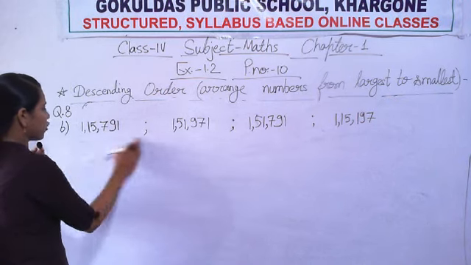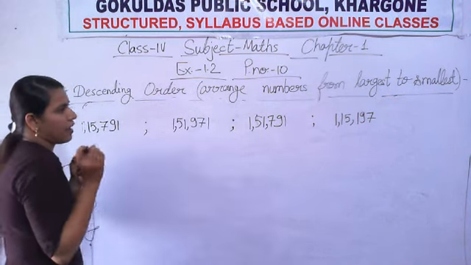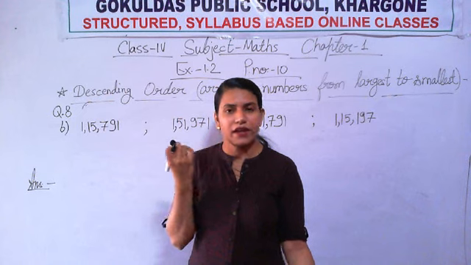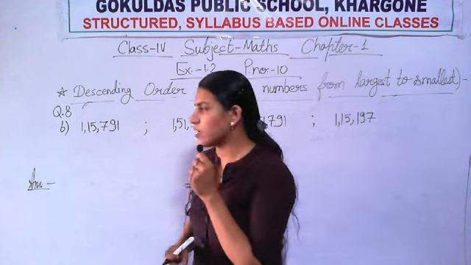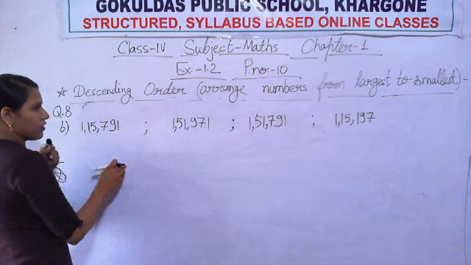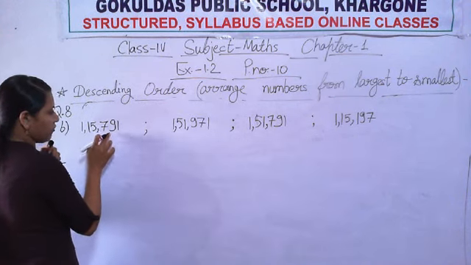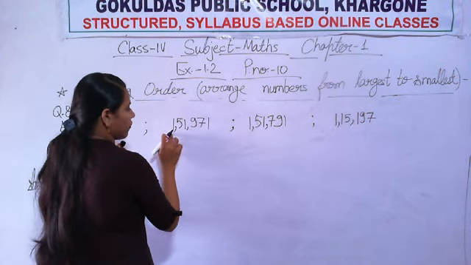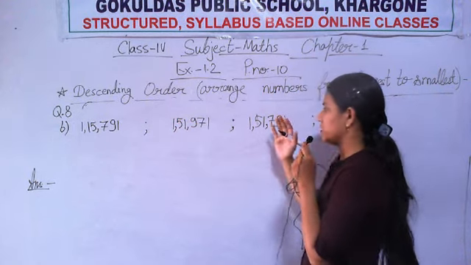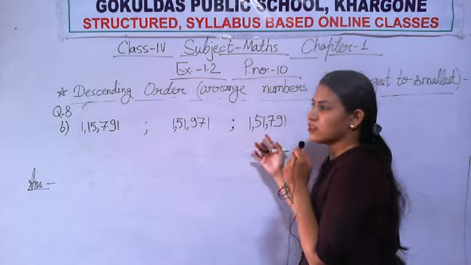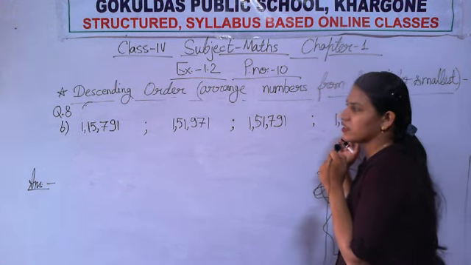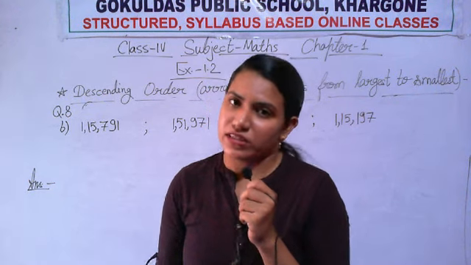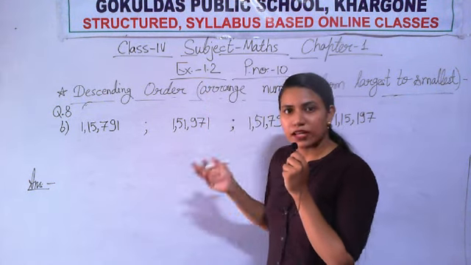For the comparison, you will count the number of digits, and the number which has more digits will be greater. So first let us count the number of digits in all the numbers. In the first number 1, 2, 3, 4, 5 and 6 digits. In the second number also 6 digits. Here 1, 2, 3, 4, 5 and 6 digits. Here also 6 digits. All the given numbers have 6 digits, equal number of digits. Then we cannot conclude which one is the largest.